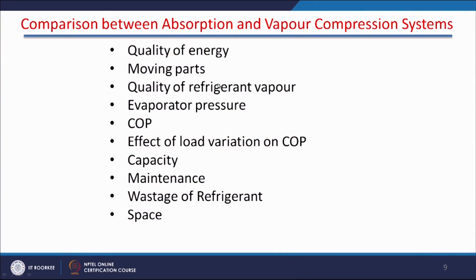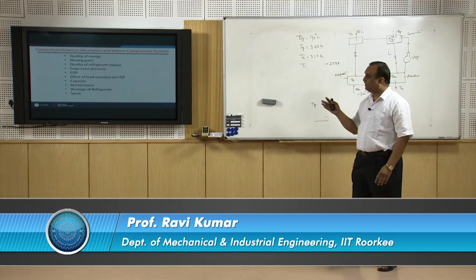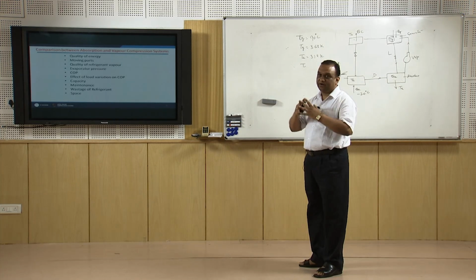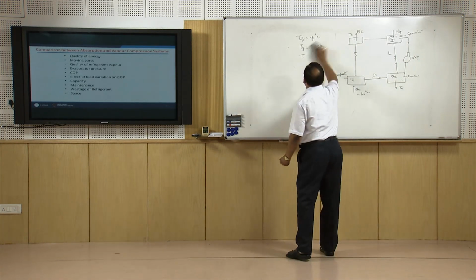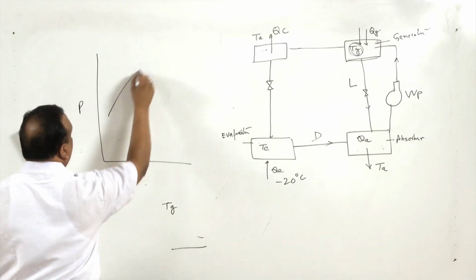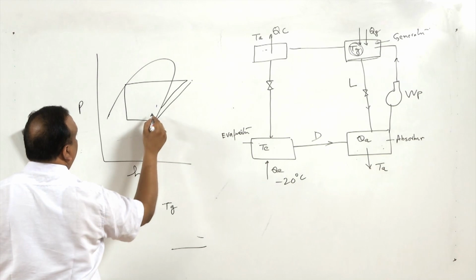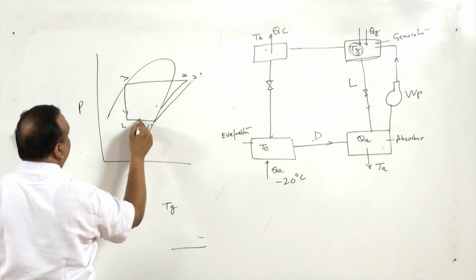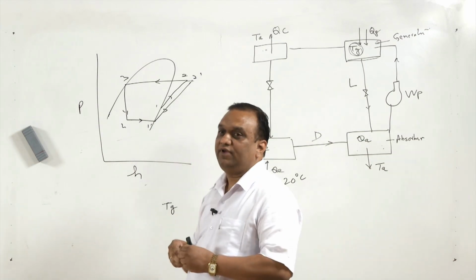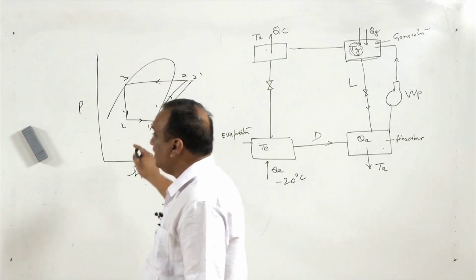Quality of refrigerant vapor. Now, in vapor compression system, we have to ensure that the vapor leaving the evaporator is superheated or at least saturated, but same is not the case here. Evaporator pressure, in vapor compression system, if the evaporator pressure goes down, the performance of the cycle is drastically affected. In a p-h diagram, if I reduce the pressure, the performance of the system will be drastically affected, right? This is because refrigeration effect will reduce and the energy consumption will increase. But here we have seen in the previous numerical that by slight manipulation of temperature in the generator, the COP can be maintained.